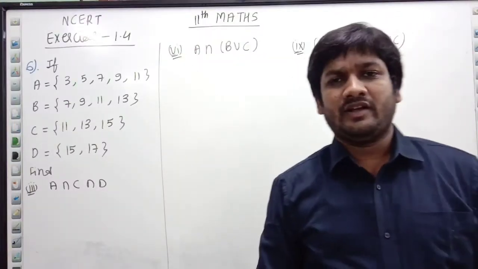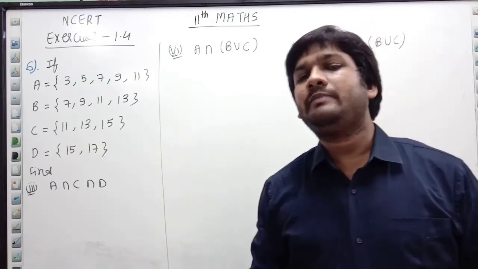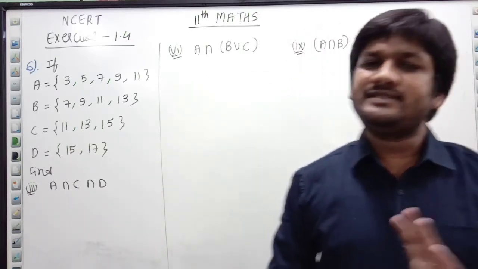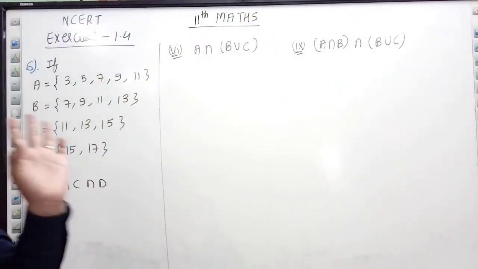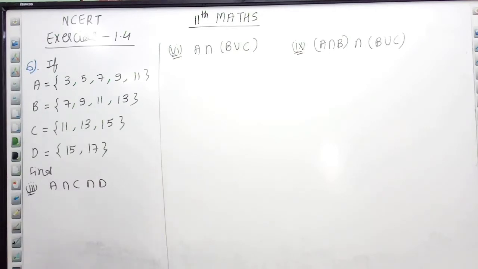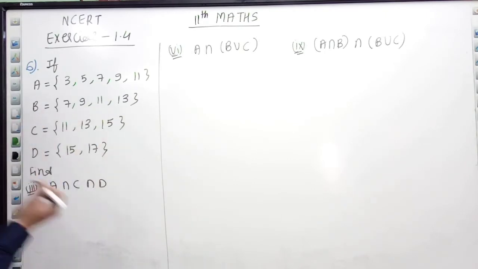Now question number 6. Here 4 sets are given. I have taken a few parts of that question which might be difficult for you, and easy questions I have not taken. By understanding the solution of these 3, you can easily solve the remaining parts. Now first, you have to find A intersection C intersection D. I said both are intersection signs, so you can solve any two first. Suppose I solve A and C first. Put the bracket as you like, no problem.